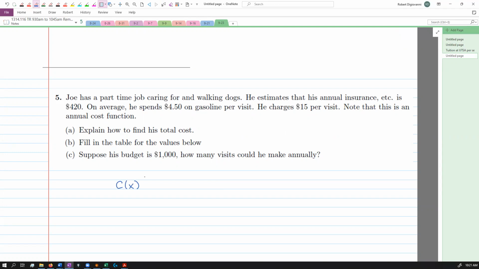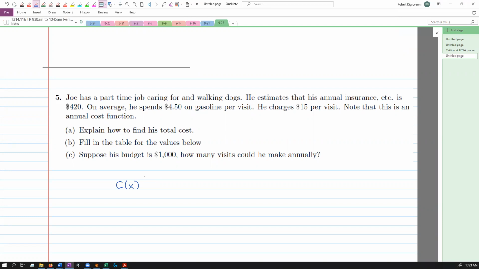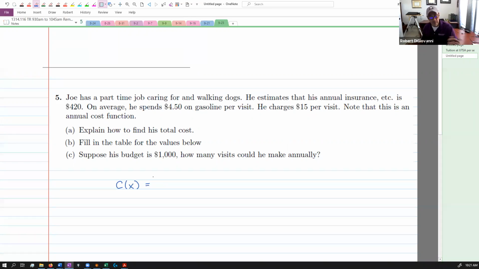Do you have to include the 4.50 every time, or can you just take that out of the 15? Yeah, okay, so let's talk about that. But if he does no jobs, do we have a fixed cost? It would be 420, because he still has to pay for the insurance. Yeah, he still has to have himself covered, the insurance, right? So for sure, the 420 is going to come out of pocket. So I'm going to put 420 here at the end.